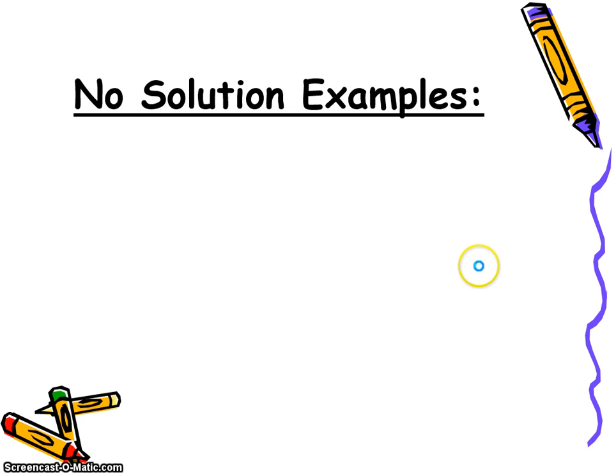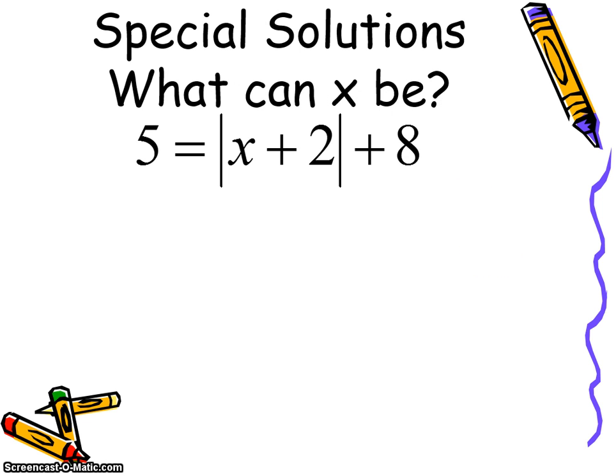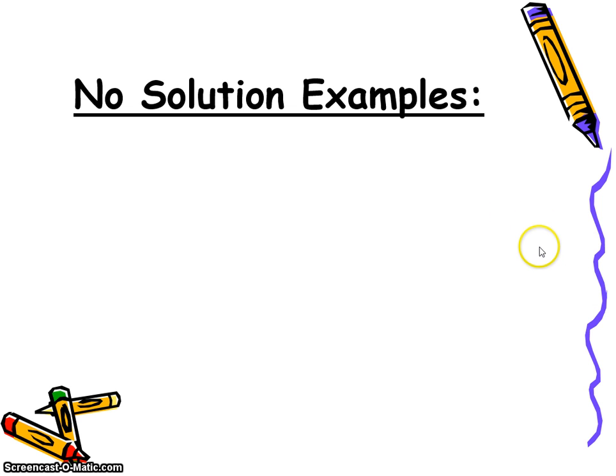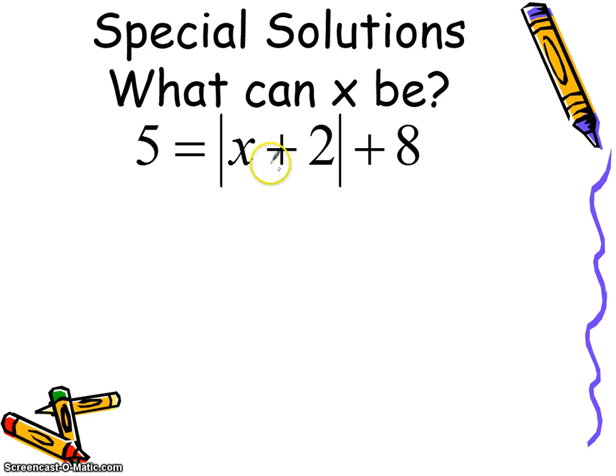Now let's look at some no solution examples. Remember, we know that no solution occurs when the absolute value symbols are isolated to equal a negative number. Now, look at this equation. Are the absolute value symbols isolated? No, they have plus 8 with them.